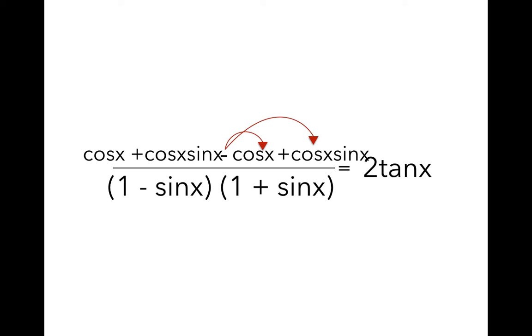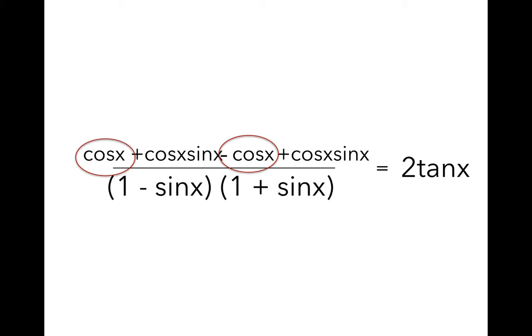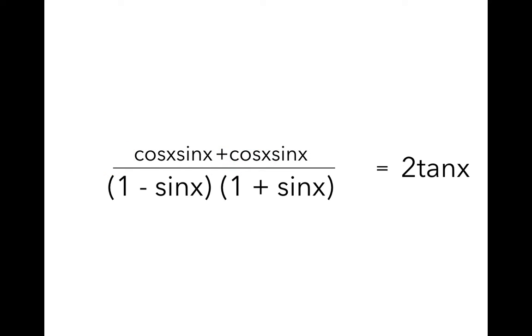Now this is basically a big addition and subtraction problem. So now I just need to find the like terms in the numerator, which are these two right here. I have cosine x minus cosine x, so they cancel each other out. Now I'm going to clean up my numerator, and I end up with cosine x sine x plus cosine x sine x. Those are two like terms, so I have the coefficient 2 for them now. As you can see, this is starting to clean up nicely.